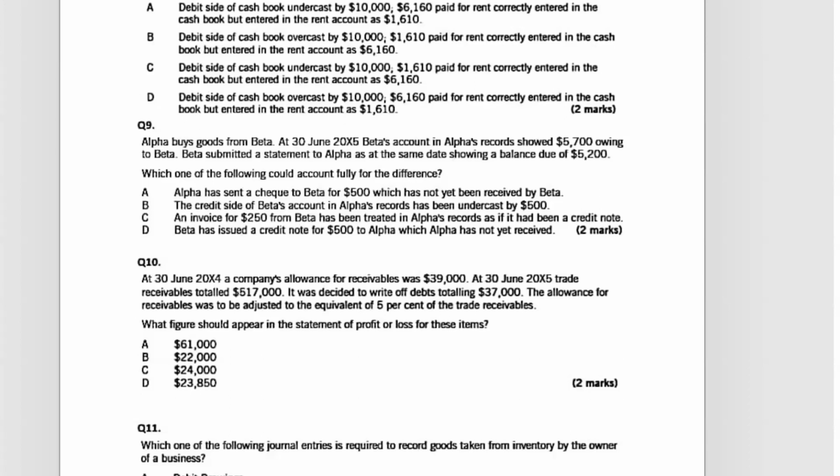I'll go for A. For A, Alpha has sent a check to Beta for 500, which has not yet been received by Beta. Okay. What about others?